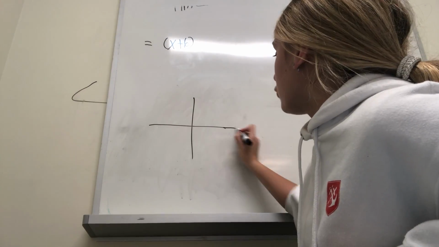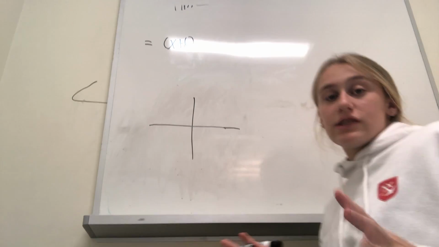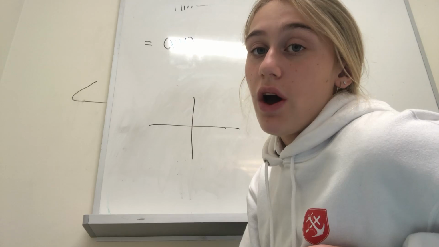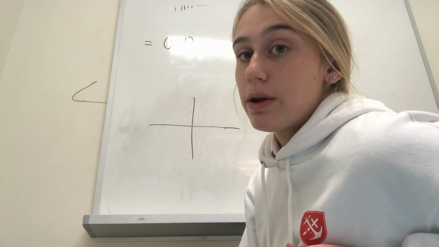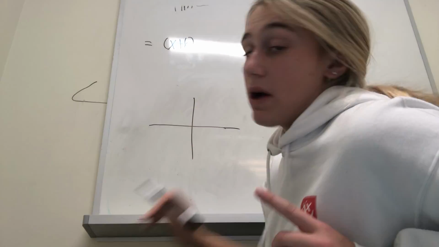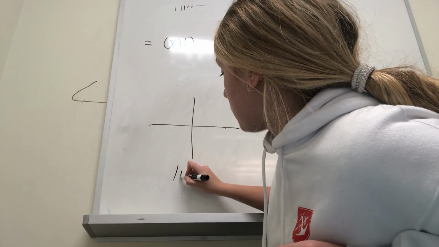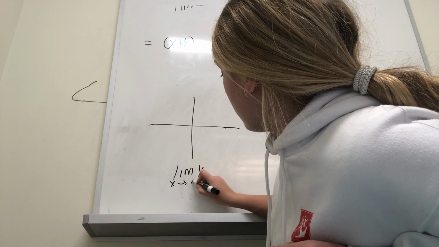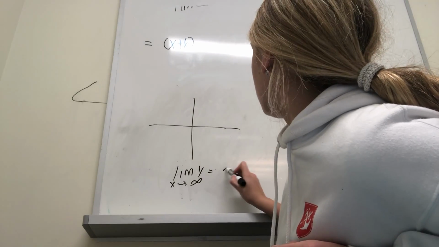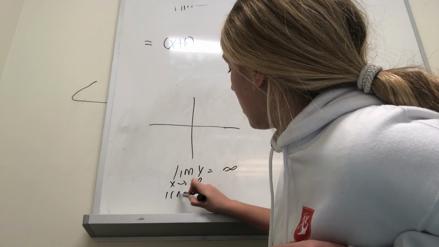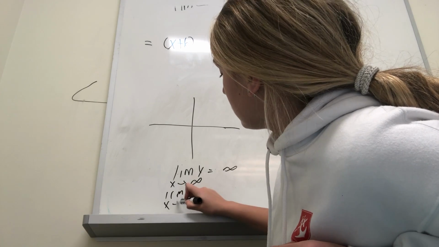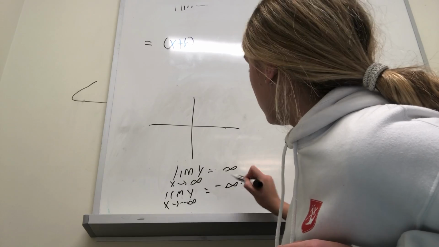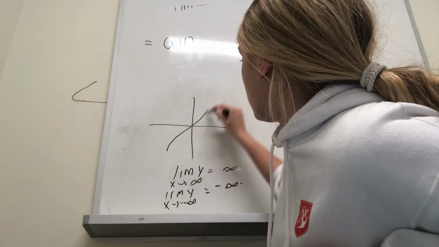Degree 9 is an odd number, so it's an odd degree function. We know that odd degree functions have opposite long run behavior, and when it's positive, the limit of y as x approaches infinity equals infinity, and the limit of y as x approaches negative infinity equals negative infinity. So like this would be an example.